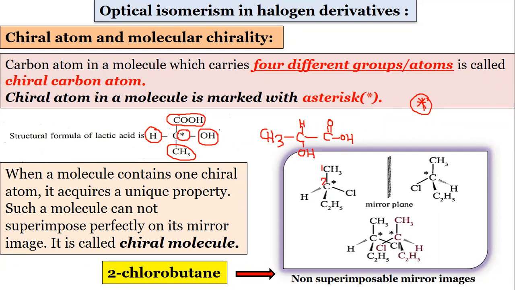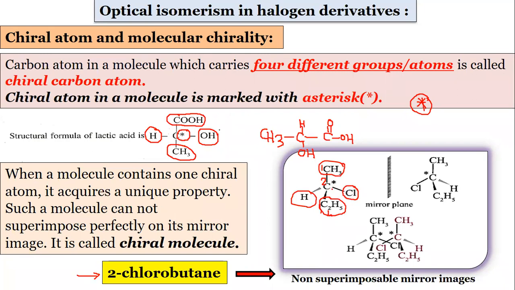This is carbon number 1, this is carbon number 2, 3, 4. On the second carbon, the chlorine is attached. So the name is 2-chlorobutane, as shown here. This is optically active, and this is the chiral carbon. All of you know why this is chiral, because four different groups are attached. CH3 is different, hydrogen is different, C2H5 is different, and chlorine is different. So this carbon is a chiral carbon.